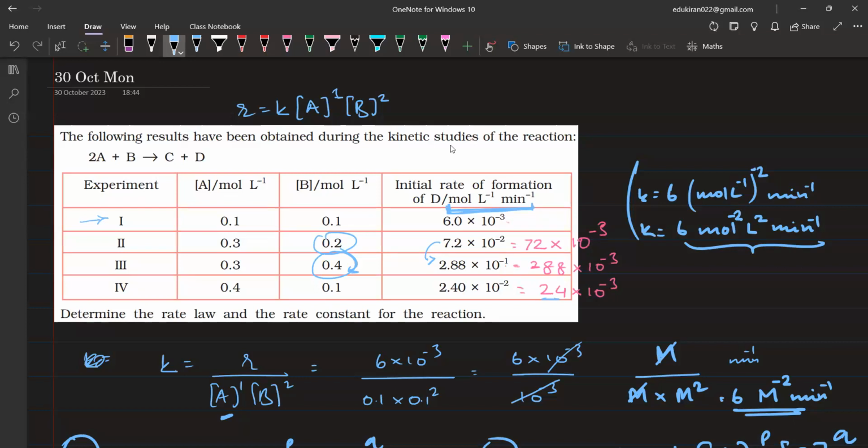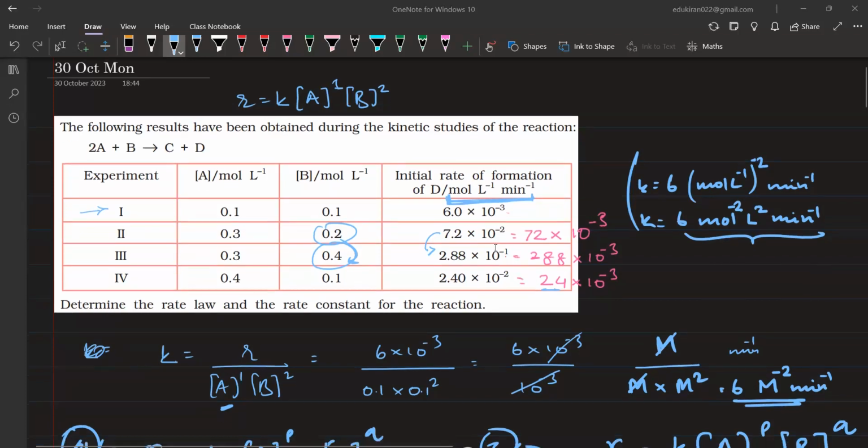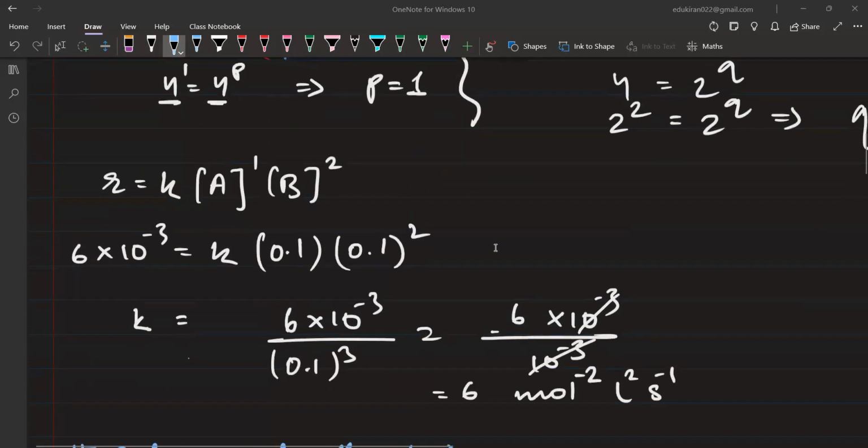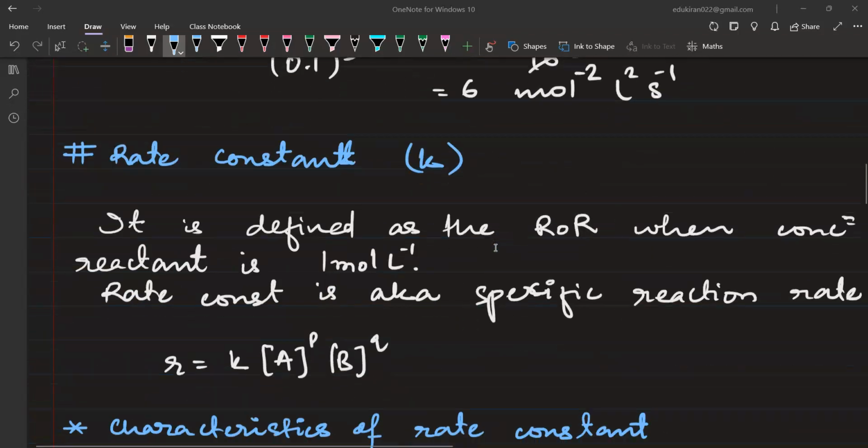Does the unit make sense? Yes or no, Krishna Priya, Yusuf? Yes, sir. Yusuf, what about you? Yes, sir. Sure? Yes Yusuf. Okay, sir. No, your yes was not very convincing. That is why. Fine. Now we have the rate constant.